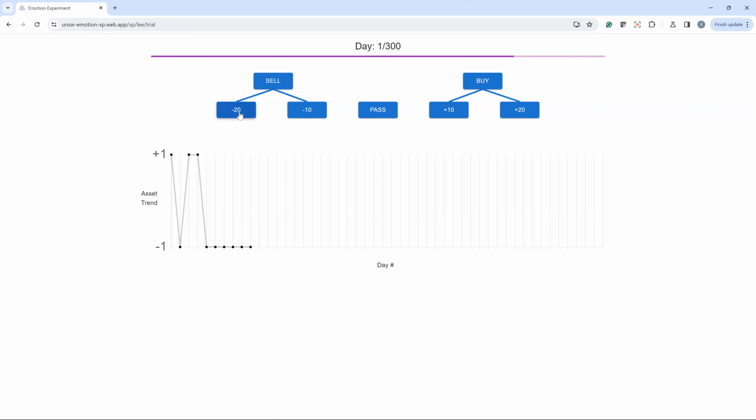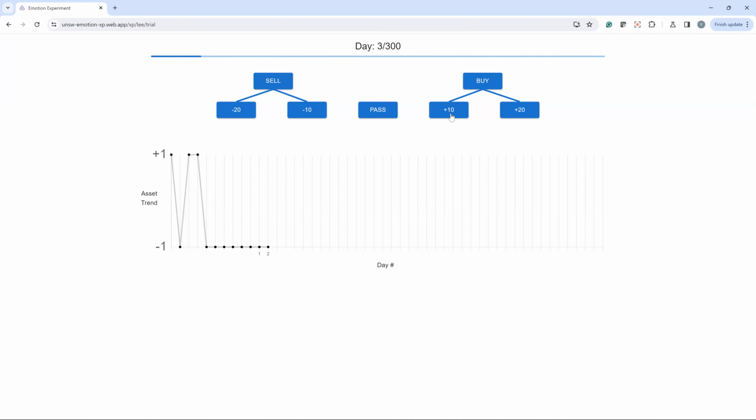Let's first click -20 here. So you can see we won $20 because we clicked -20, and the asset trend on the first day is -1. So they have the same sign. Then let's try to click +20. So you see we lost $20. This is because we choose to buy the asset, but the asset trend on the second day is negative.